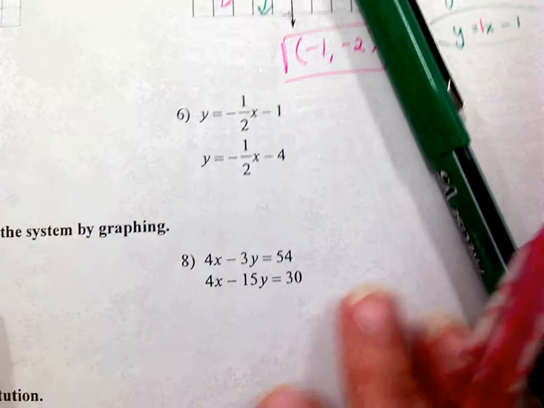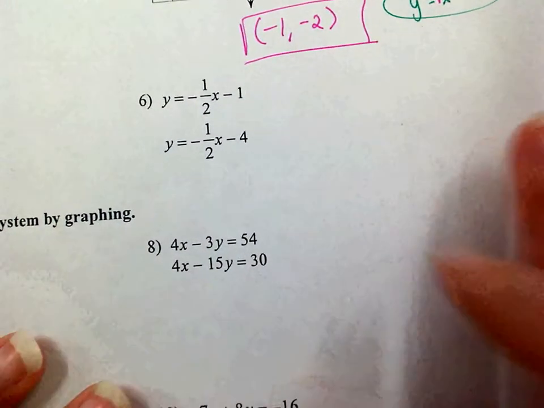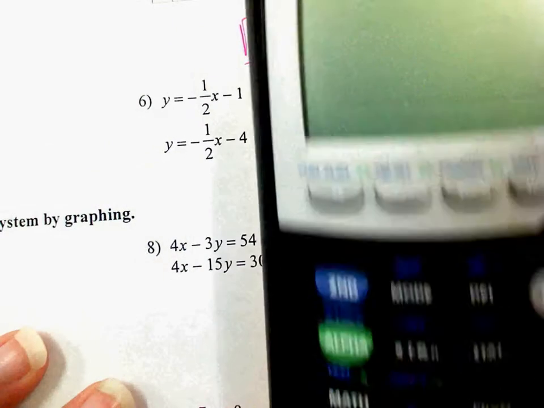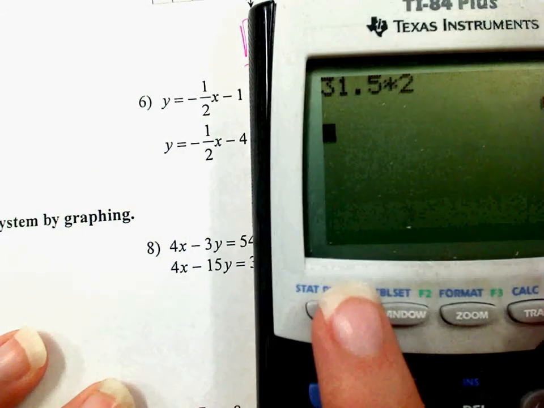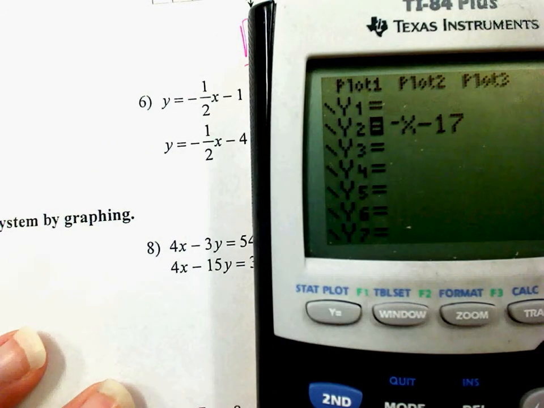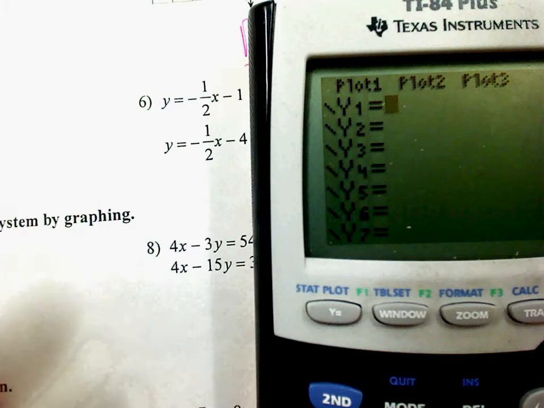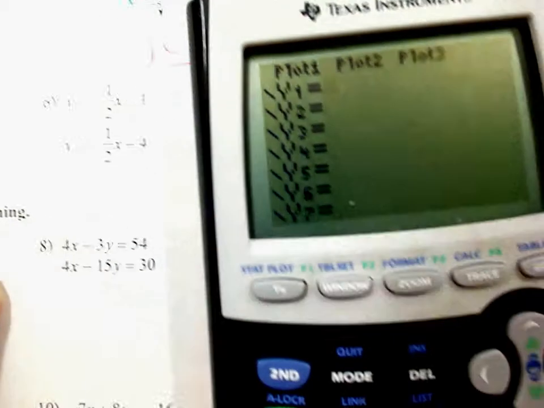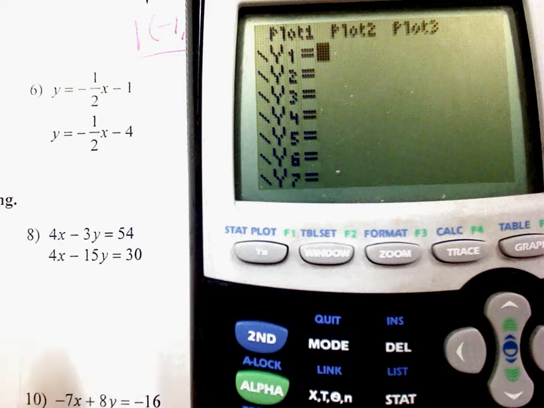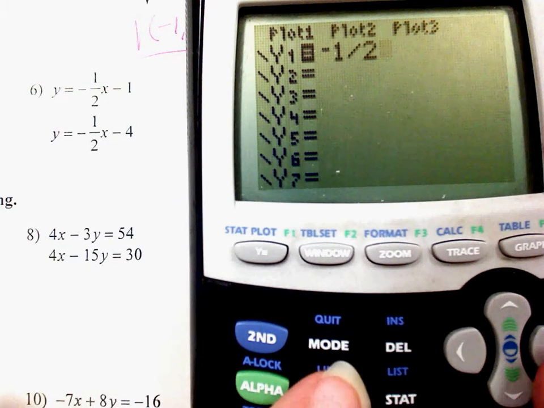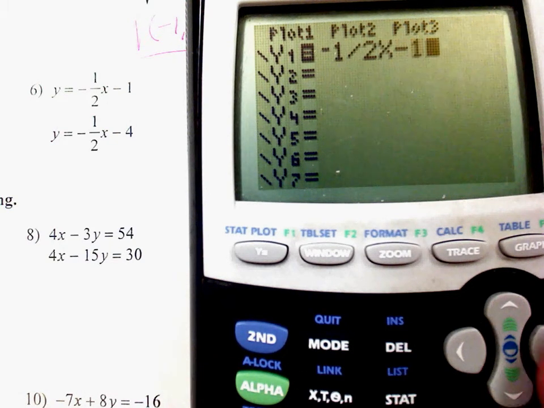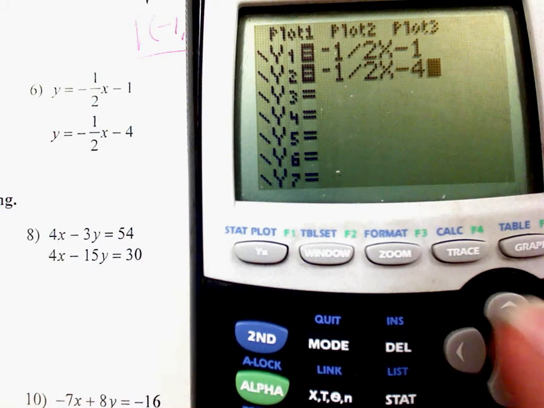Okay, now let's talk about this one. Now guys, let's talk about 6. It says solve by graphing. If I want to graph these two equations, because I didn't give you a graph, I assume that we're going to do it on the calculator. So I'm going to type in negative 1/2 x minus 1 and negative 1/2 x minus 4. I'm going to go zoom 6.